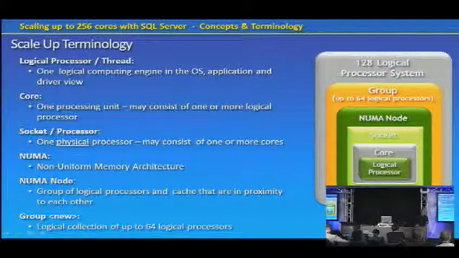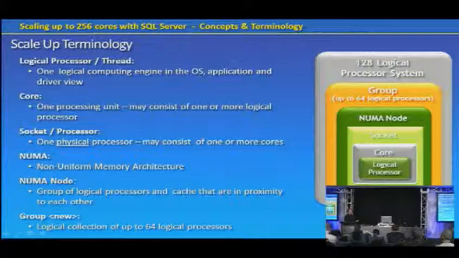Group is a new concept. And I am the first to say there has got to be a better name than group, but that's what was picked. It's not the most exciting marketing name, but a group is a collection of 64 logical processors, and there are historic reasons why that's the case. As a result, in say a 128 logical processor system, that might actually be a 64 core system, which might be 32 sockets, dual core, hyper-threaded, getting you up to 128.